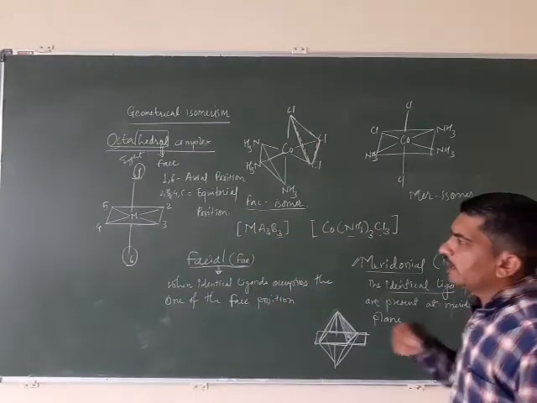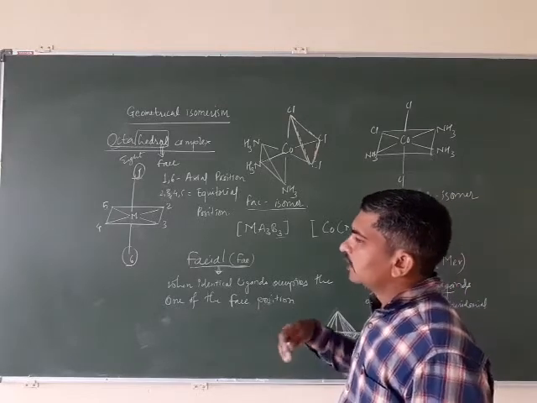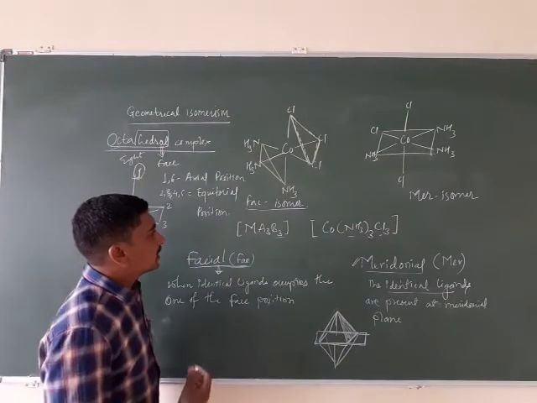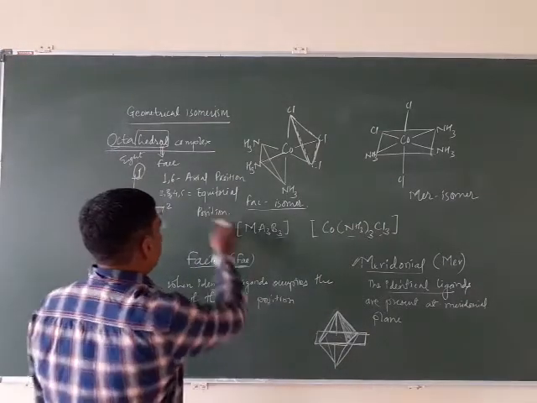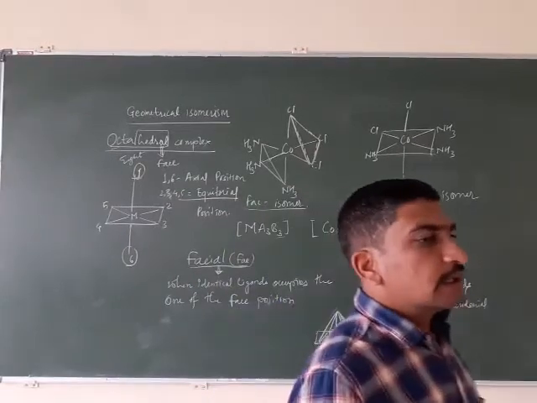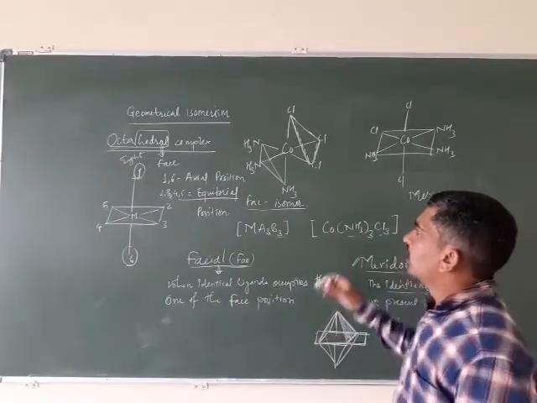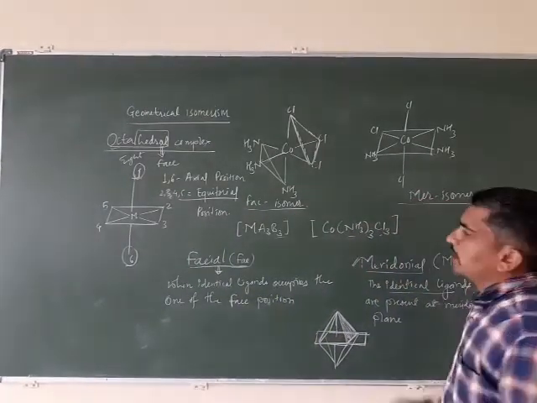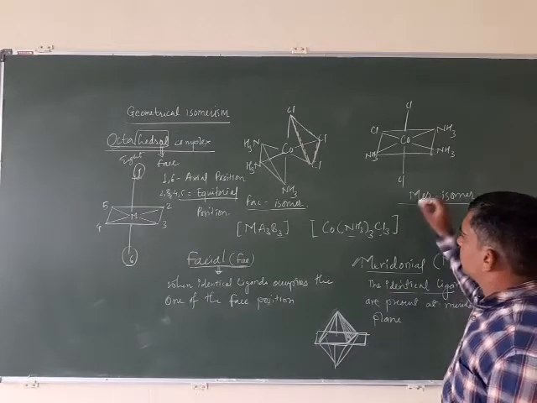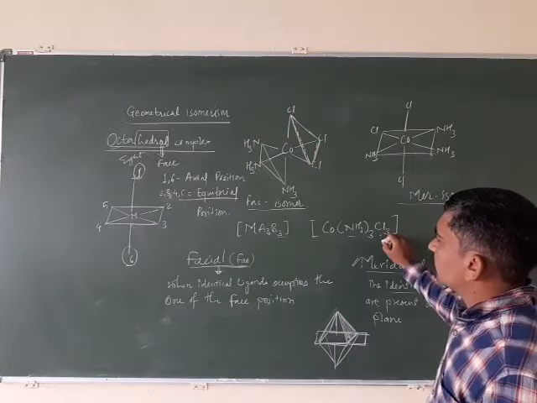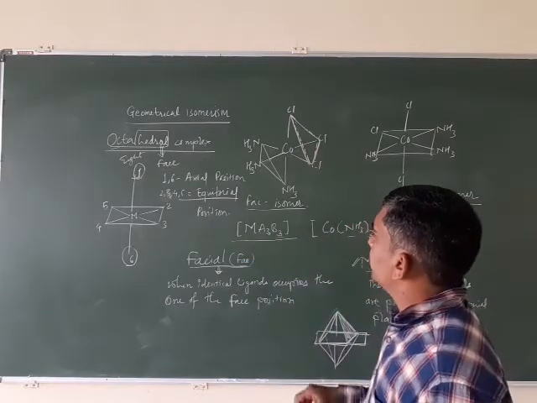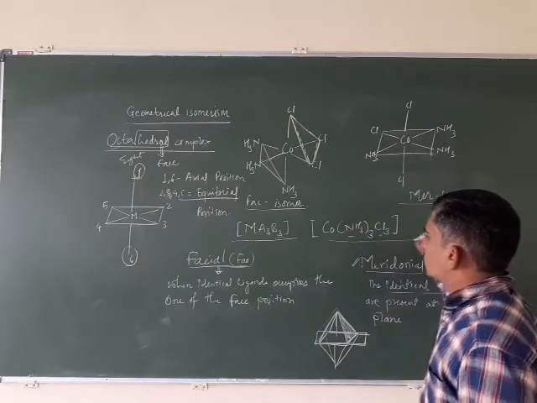Okay, and if the identical ligands are present only at the equatorial positions, then we can say it is a meridional isomer or a mer isomer. Okay, meridional or mer isomer. So this is regarding what? The complex MA3B3.